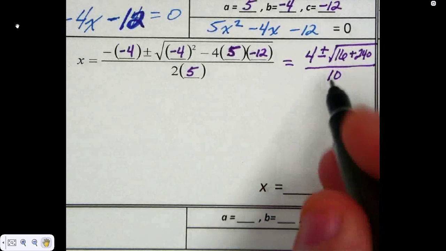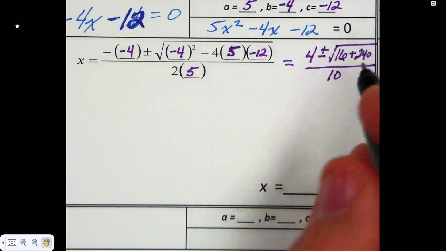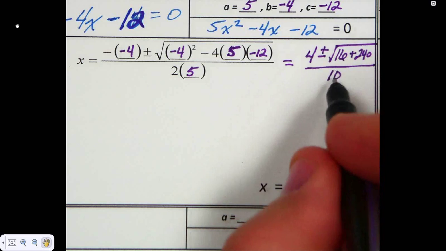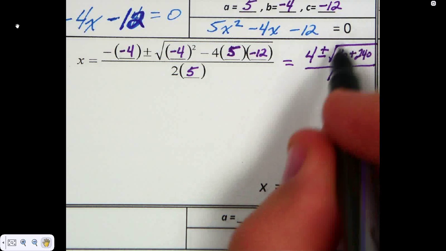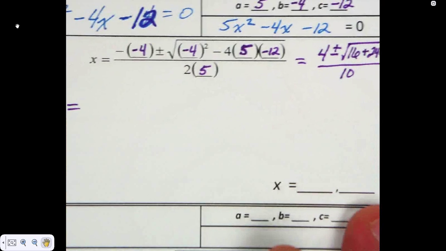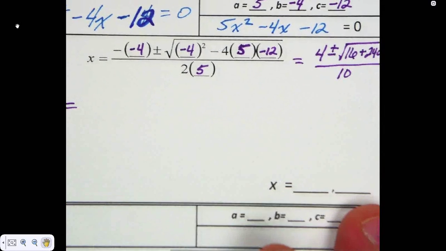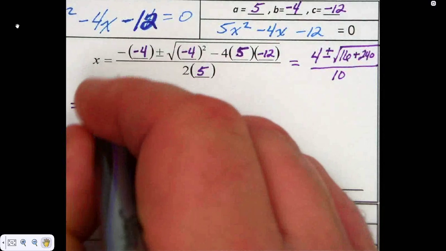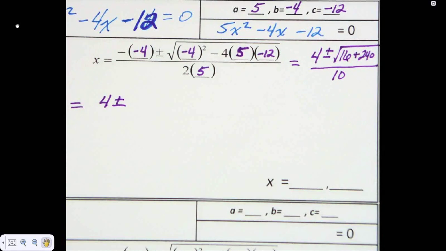I don't want to lose anybody. Just keep writing the plus and minus, the square root, and all that stuff. So here, the only thing, this is simplified, that's simplified. I got to simplify this square root, don't I? So when I come down to here, it's still going to be 4 plus or minus, is it not? Everyone agree?